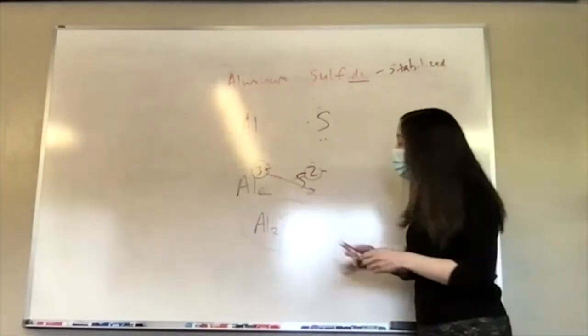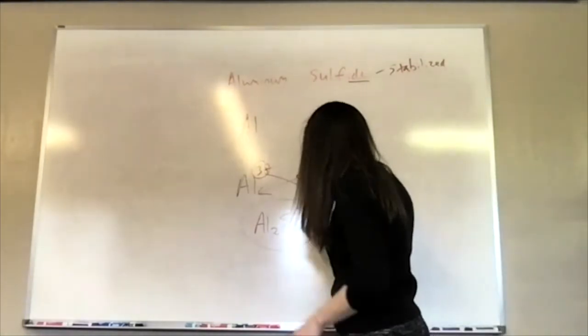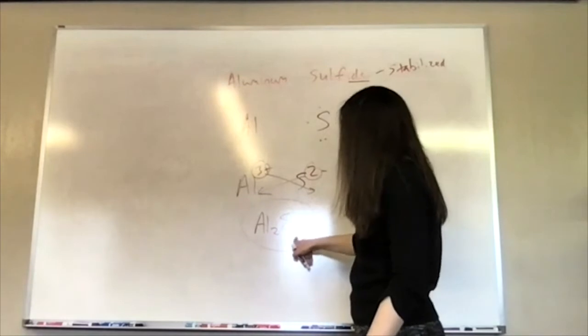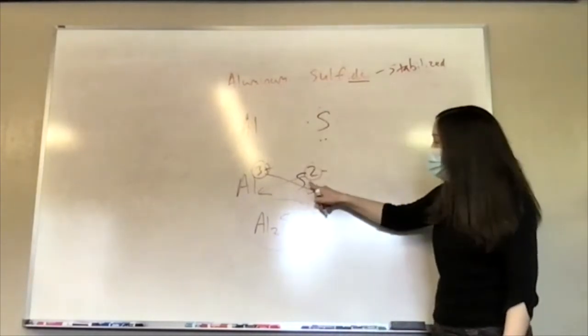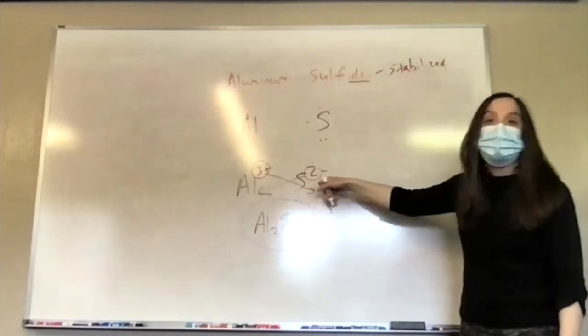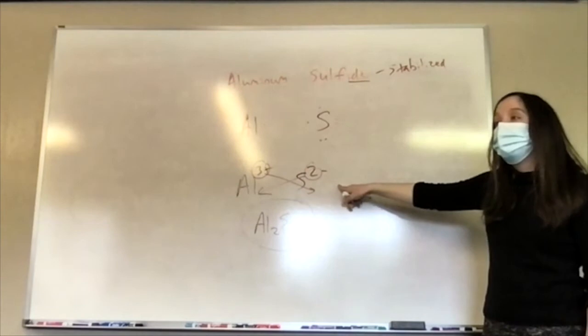So if it's at top, it's a charge. If it's at bottom, that's how many atoms you have. So this number says you need 3 sulfurs and 2 aluminums. This up here just says you have 1 sulfur with a -2 charge. So everybody clear on that before we go on?